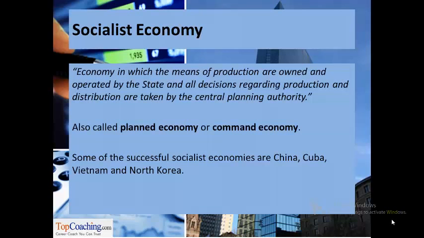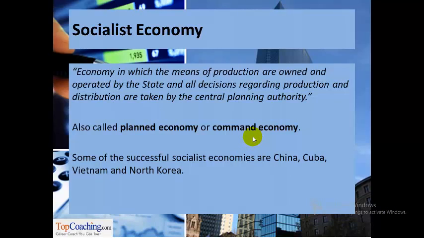The next type of economic system that we are going to discuss is the socialist economy. In a socialist economy, the means of production are owned and operated by the state. All the economic decisions regarding production and distribution are taken by the central planning authority. Hence, the socialist economy is also known as planned economy or command economy.